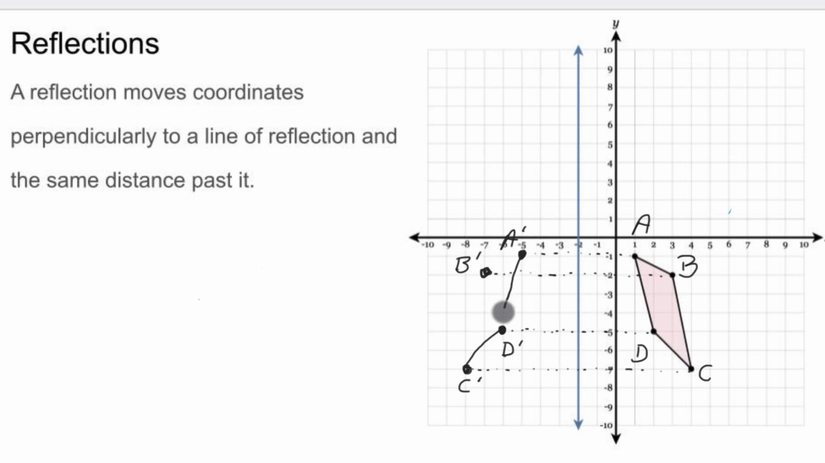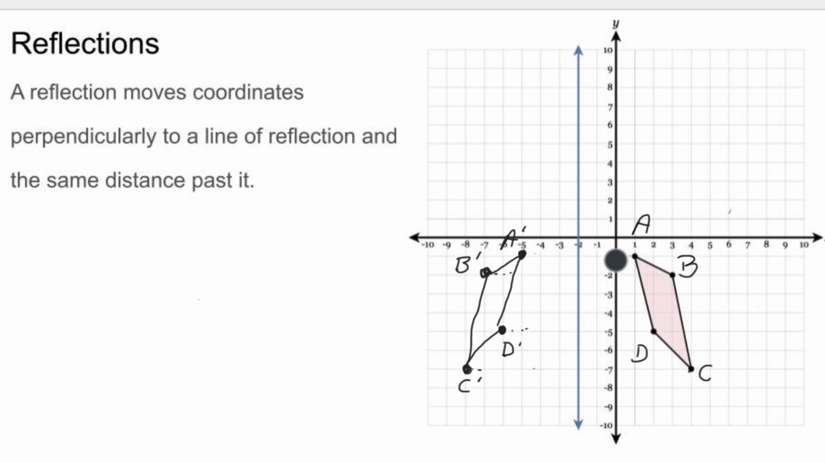So we connect the vertices, and we have our new shape. You'll see that you can tell a reflection because it looks exactly the same as the other one, but it will be pointed in a different direction. See, we have DC pointed down and to the right, so D prime C prime is pointed down and to the left.